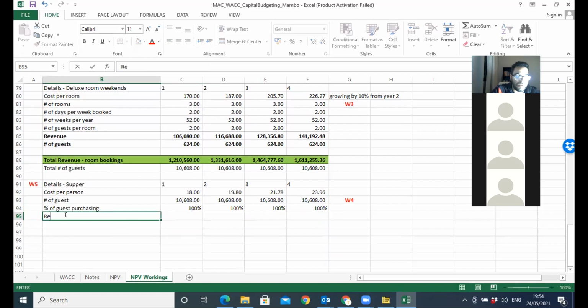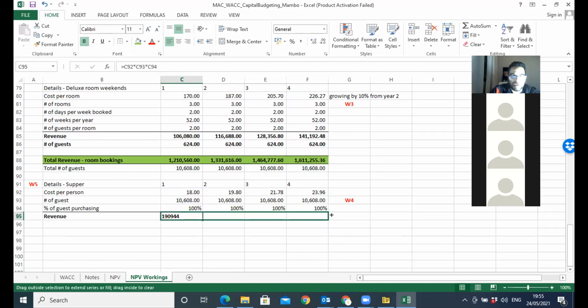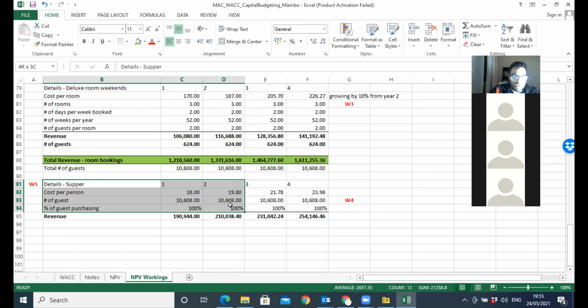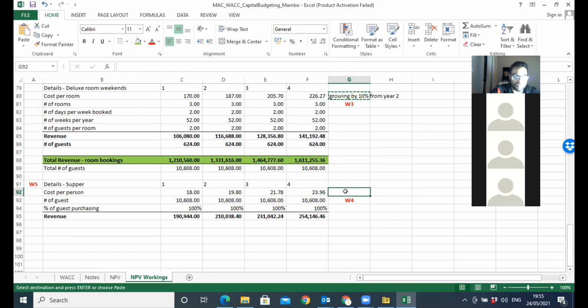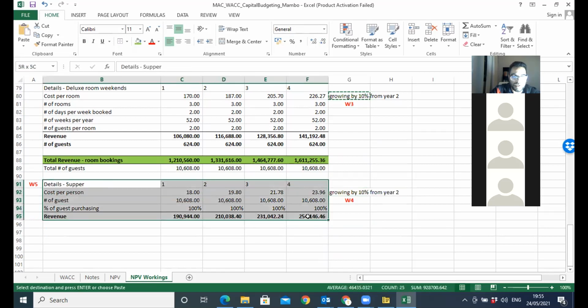So here we have revenue. We can just use the same format. It's going to be the cost per meal, $18, times the number of guests for the year, times the percentage of guests that will buy food. Okay, let's do it like that. Now we can just copy this.